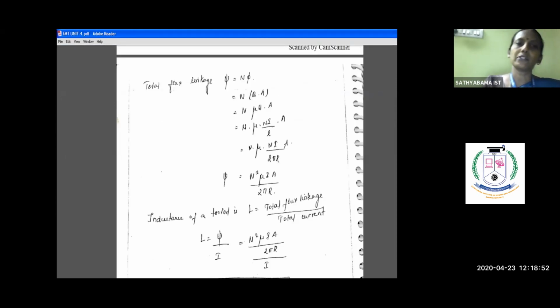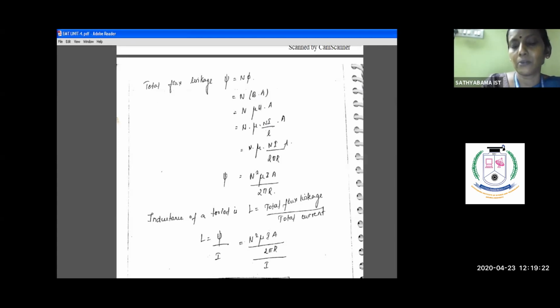So coming back to the inductance of the toroid, you just see the bottom equation. L is nothing but total flux linkage divided by total current here. So your flux linkage is nothing but N into phi. So once again we are finding what phi is here. Go back to the first step. Phi can be written as B into area, and B is replaced as mu into H here, and H is nothing but N I by L here.